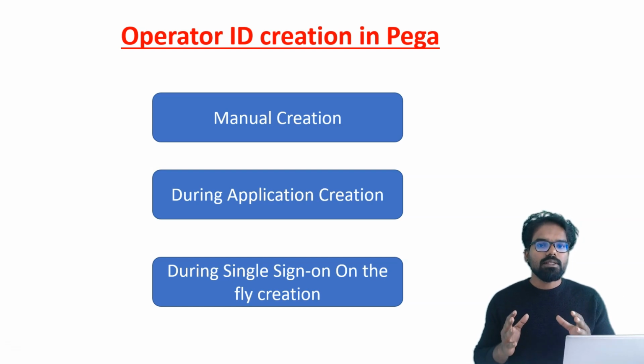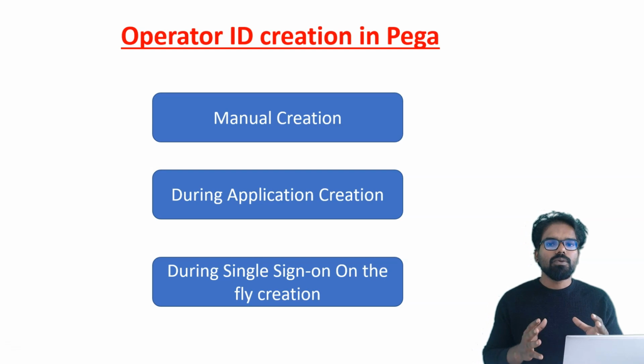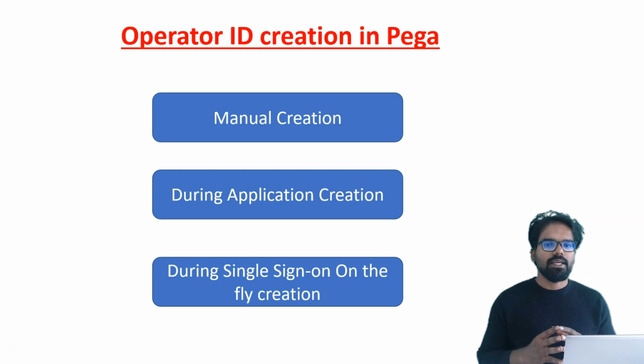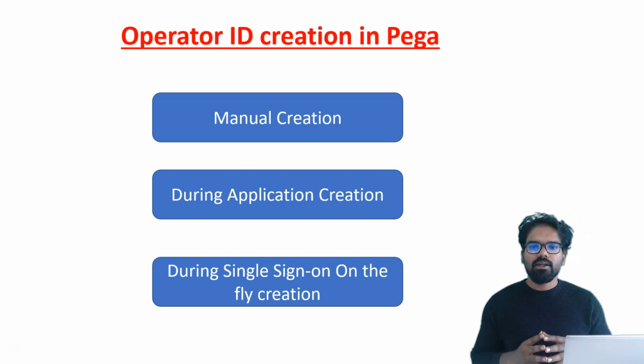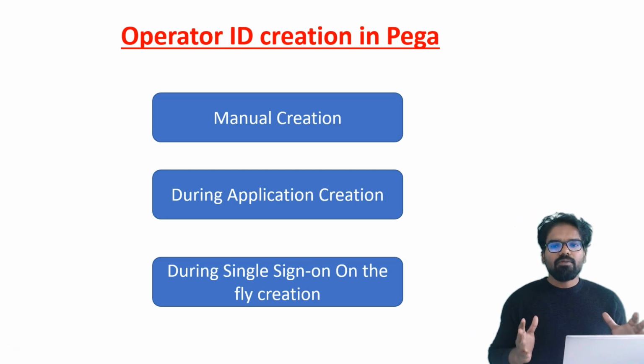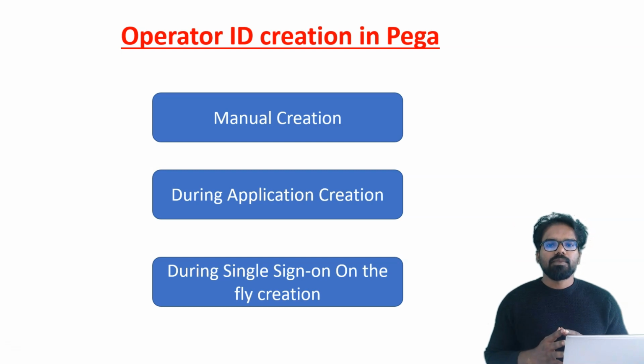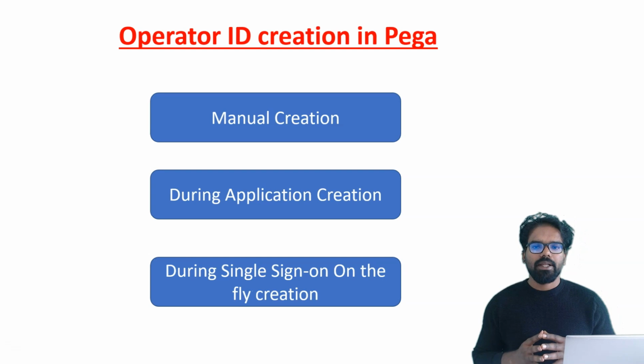Pega does support single sign-on out of the box. All you have to do is some little configuration and then you can enable single sign-on for your application. I'll definitely show this single sign-on in the authentication video. Now that we know what an operator ID is, let's get to the video and check how we can manually create a new operator ID.